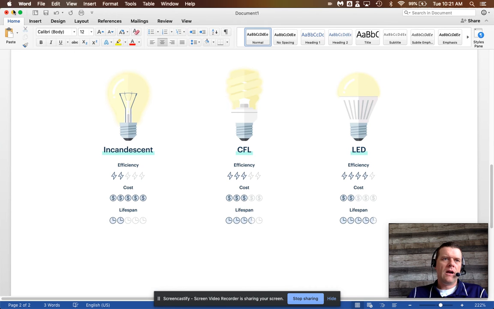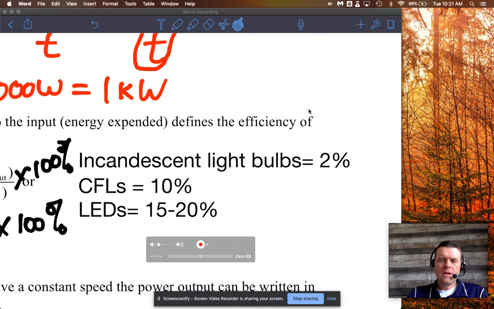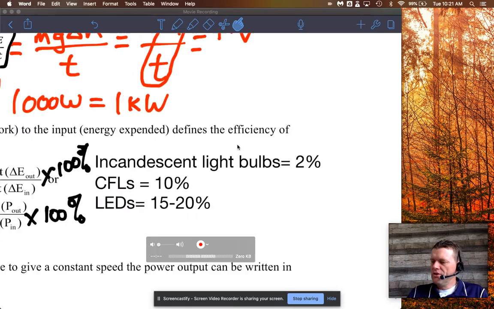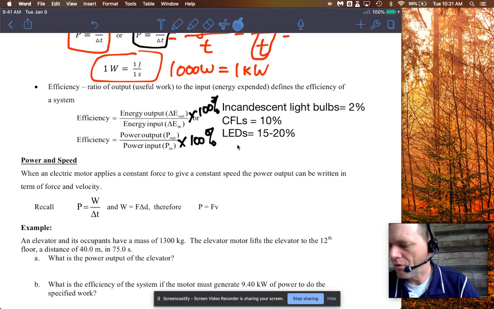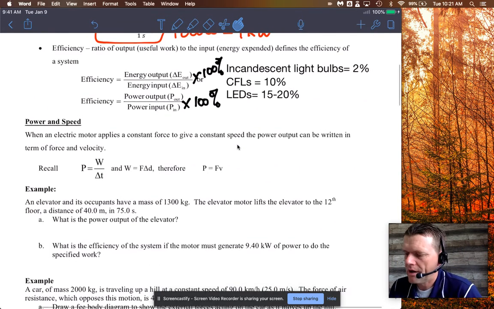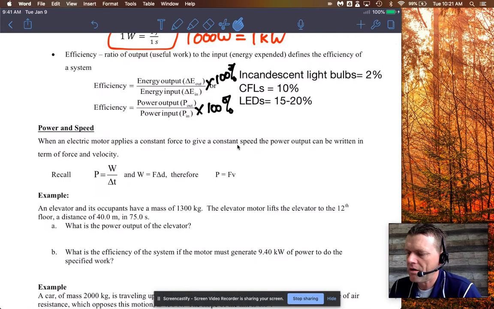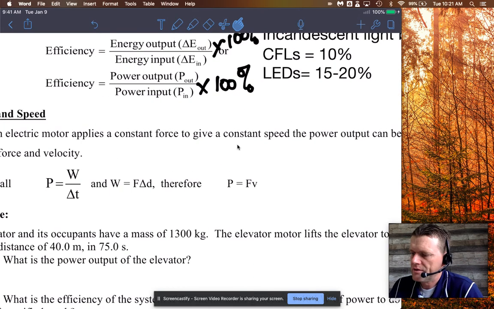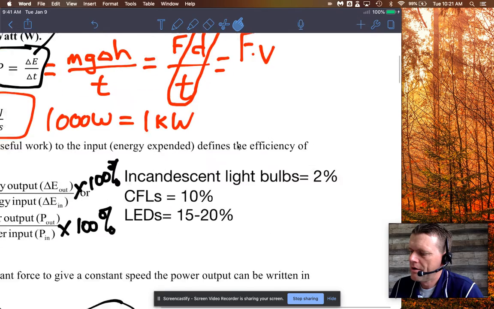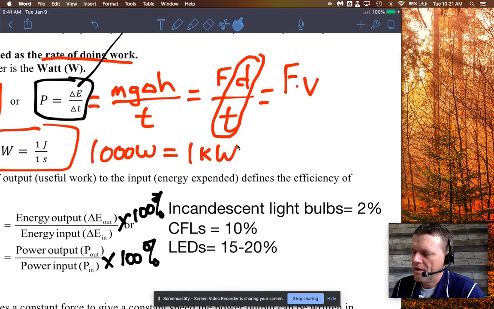So anyway, let's do a couple of these questions. Oh, yes, sorry. This next part, I did already highlight: power and speed. If you're moving at a constant force, there's the expression right here, but we already showed that a bit earlier through the derivation I did up there in red.